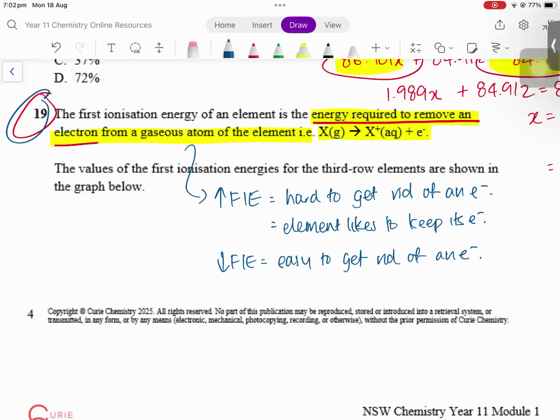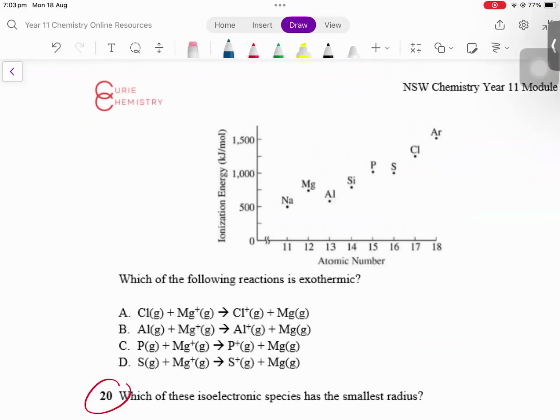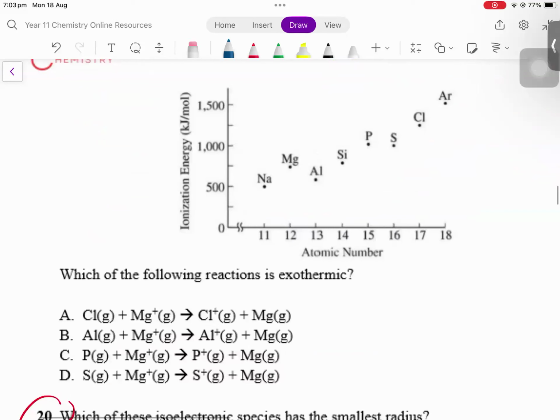The values of a few first ionization energies for the third row elements are shown in the graph below. Third row is a period in the periodic table. What is a column in the periodic table? The rows are called periods. The columns are called, starting with the G, the columns are called groups. Good. All right. Which of the following reactions is exothermic?